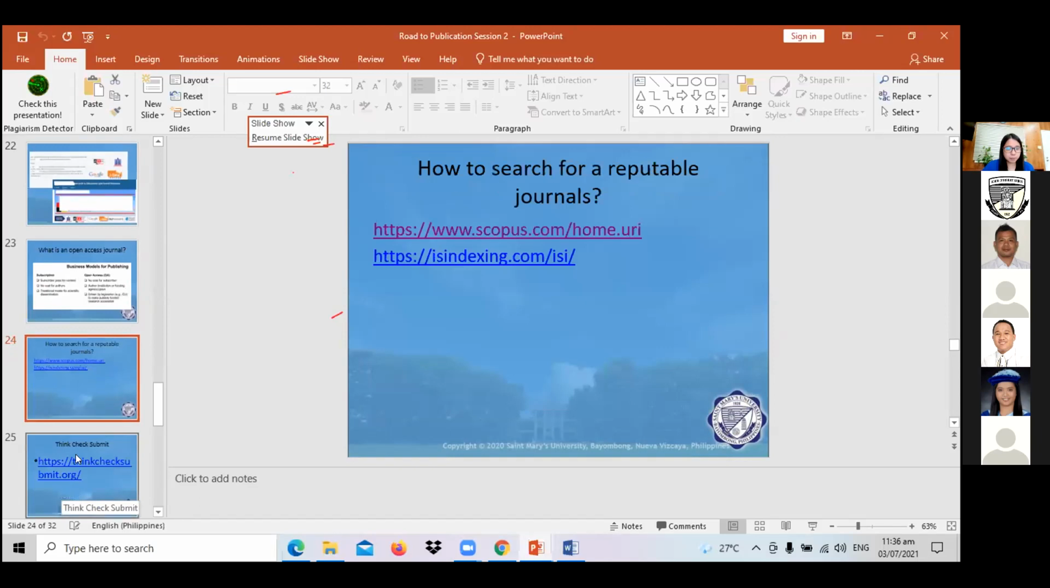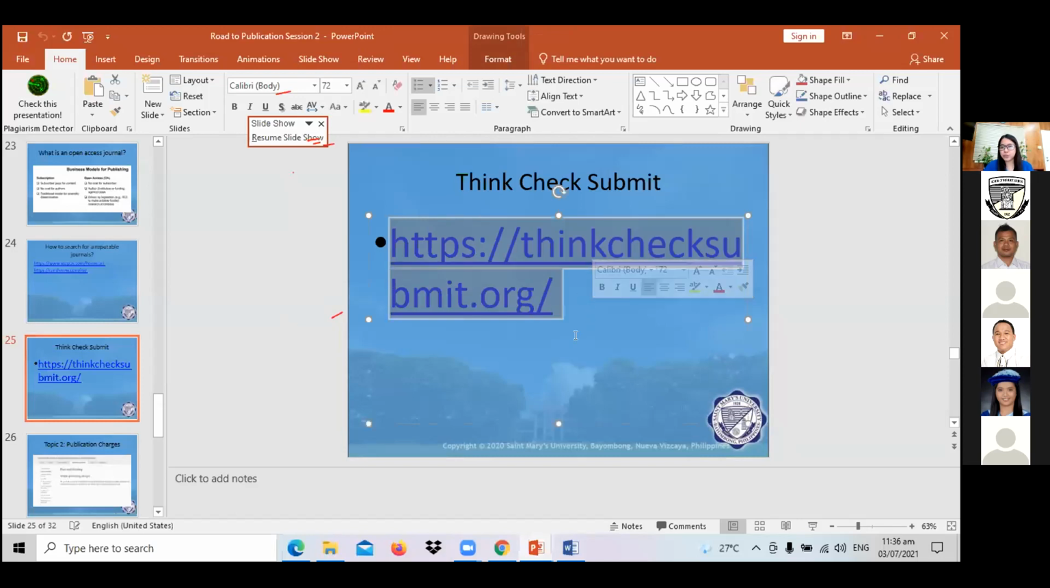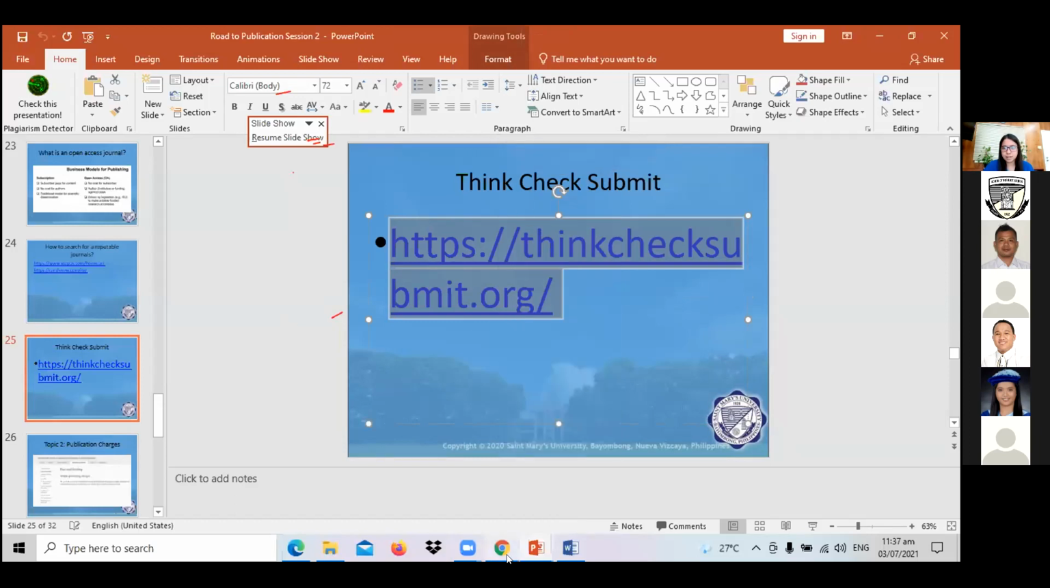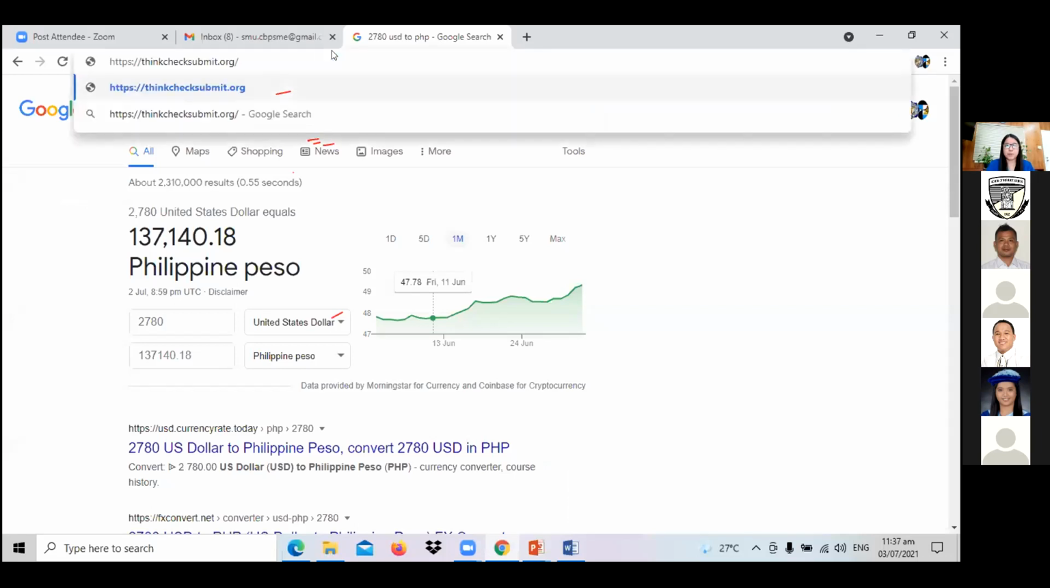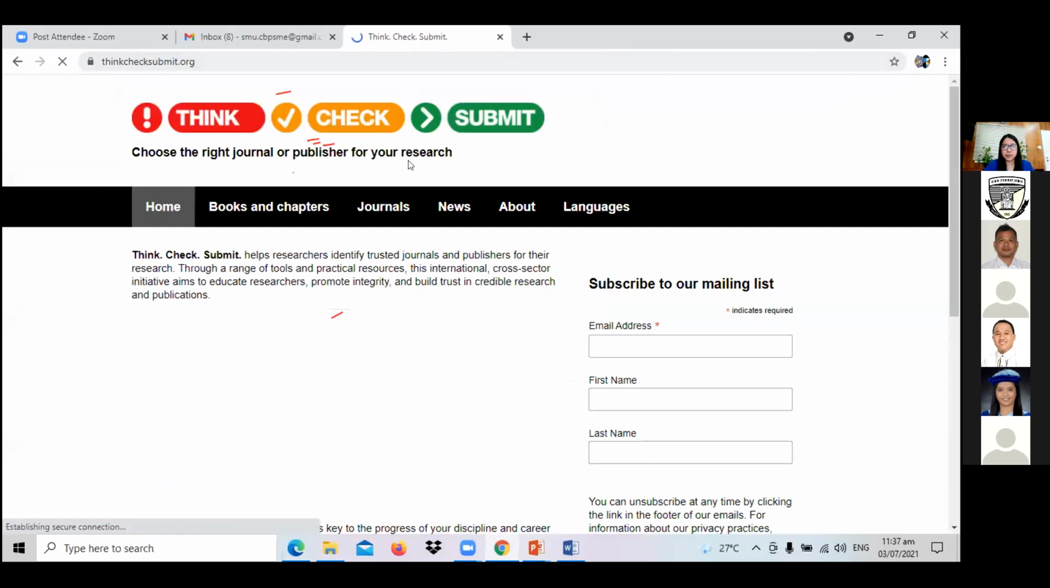And just to guide you on what to do, the researchers have this solution: if you want to check, you can go to the website Think, Check, Submit to assess the journal, whether it is reputable or not.